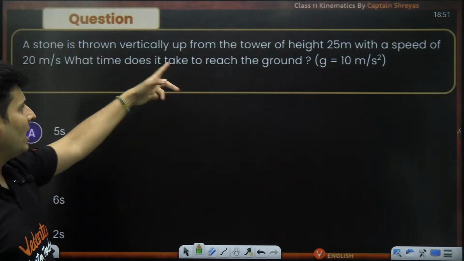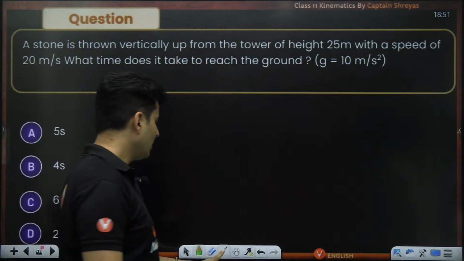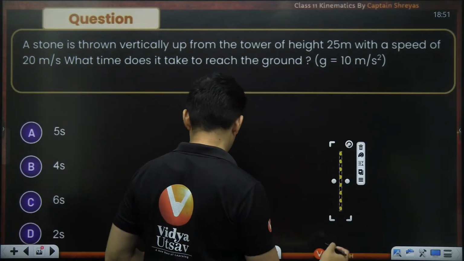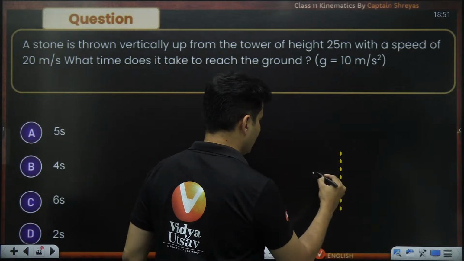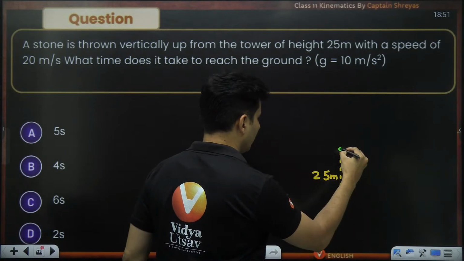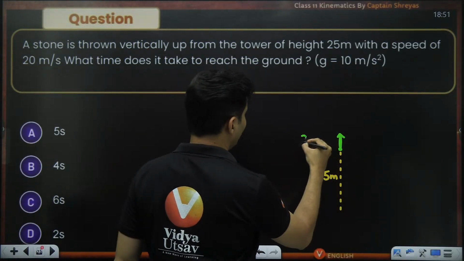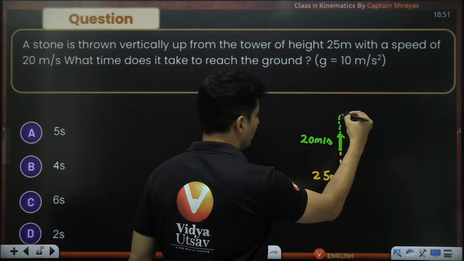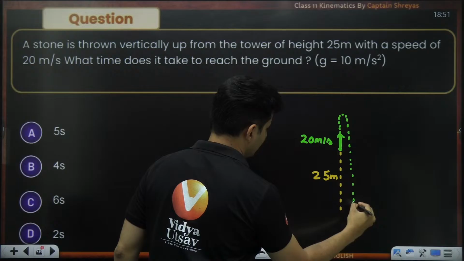A stone is thrown up from a height of 25 meters at this speed. How much time does it take to reach the ground? So let's draw the situation. This is given to be 25 meters, and you're throwing it from this height at a speed of 20 meters per second. So obviously it will go up and then it will come down over here like this.